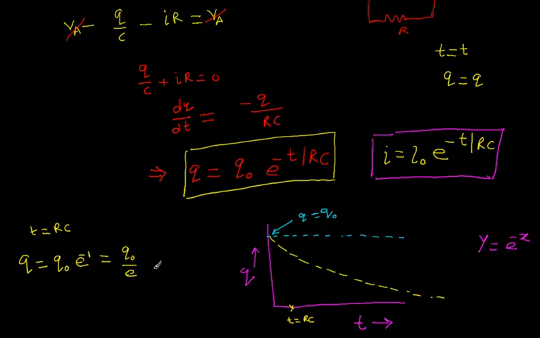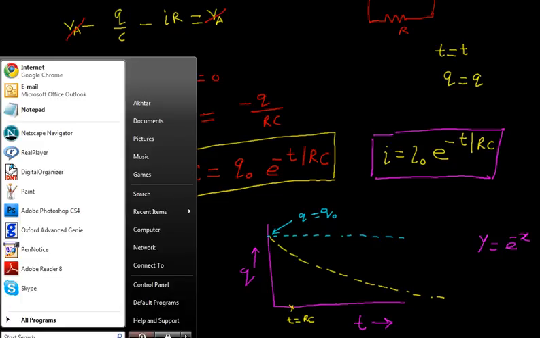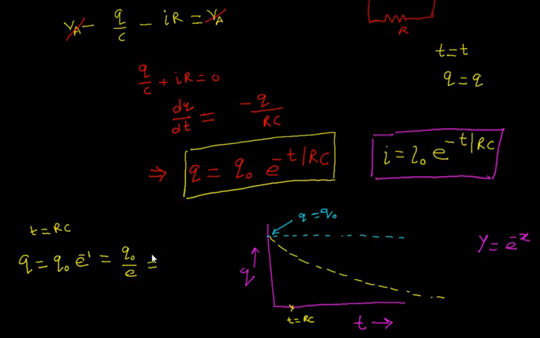E is between 2 and 3, about 2.3, which means around 60% it will get discharged. I don't remember the exact value of e, but you can calculate it on your calculator any way you like and you will get the value.